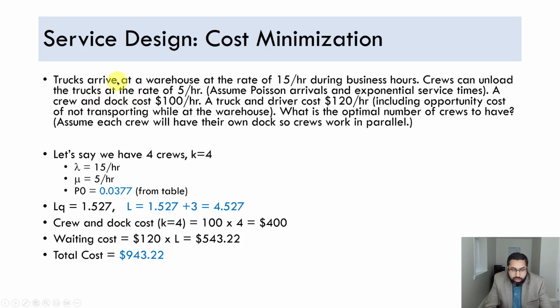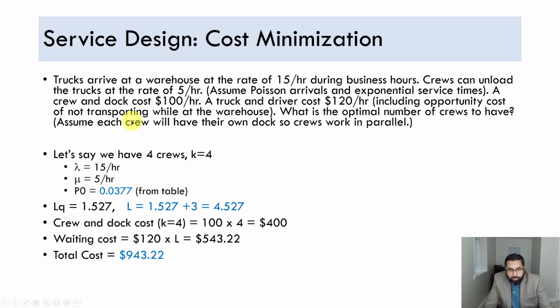A crew and a dock cost $100 per hour. So if you have one dock and crew, it's going to be $100. If you have 2 crews working at 2 docks, it's going to be $200 per hour, and so forth. A truck and driver cost $120 per hour, because you have to pay the driver the salary even though they're waiting for the truck to be offloaded or waiting in line. And also the truck is not moving any stuff, so there could be an opportunity cost of lost revenue. So there's a cost of the truck and the driver waiting in line or being served. And what is the optimal number of crews to have, i.e., what is the optimal K value?